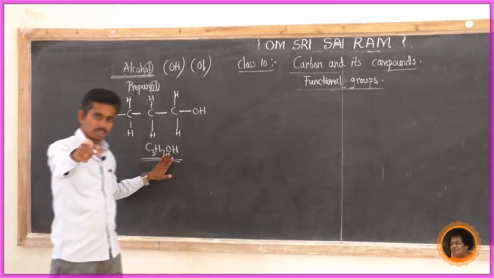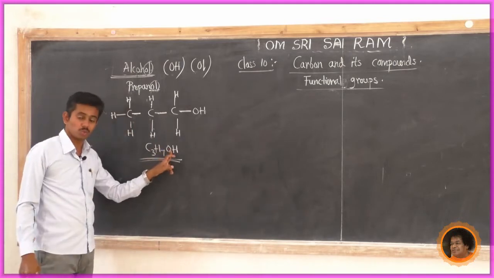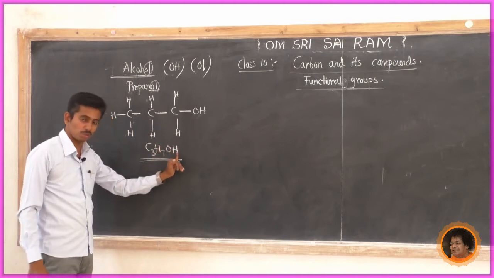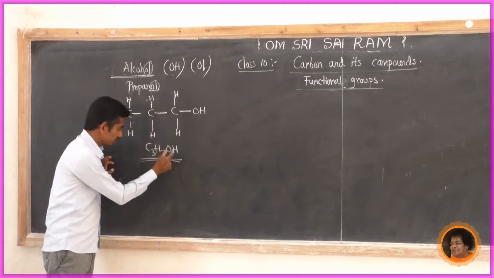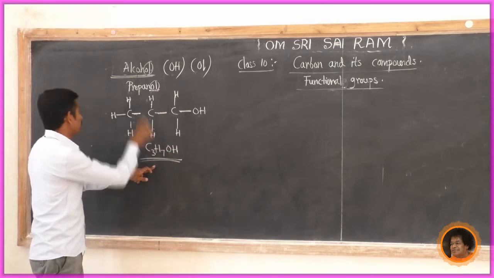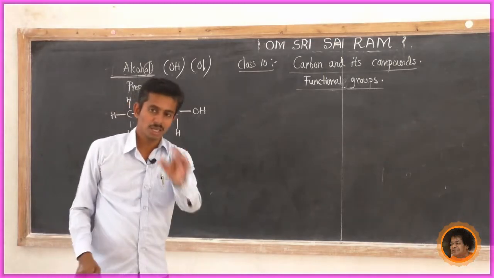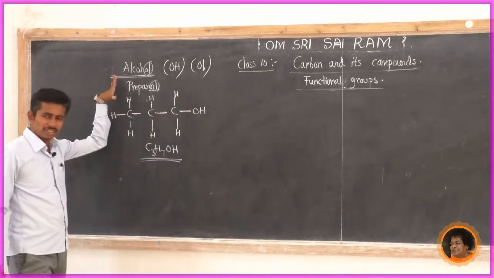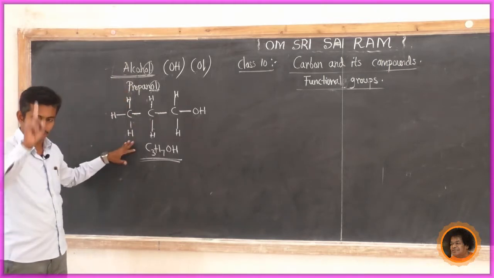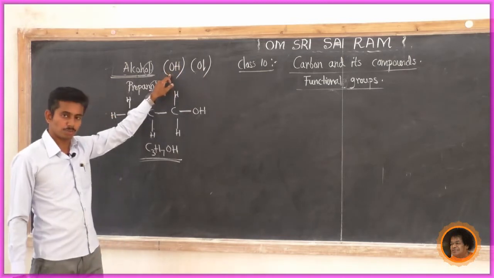Is it a hydrocarbon? No. Because hydrogen is replaced by O, and it becomes OH. So OH is a functional group. So it is an alcohol. C3H7OH. Which type of alcohol? It is propanol because it ends with OL. This is the method of writing any structure and molecular formula of alcohol. So alcohol means it ends with the suffix OL and it contains the functional group OH.